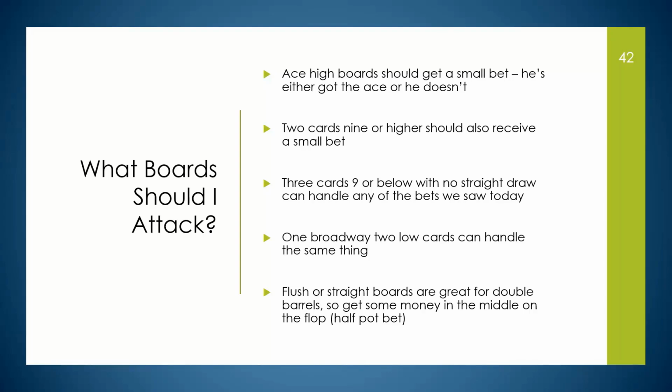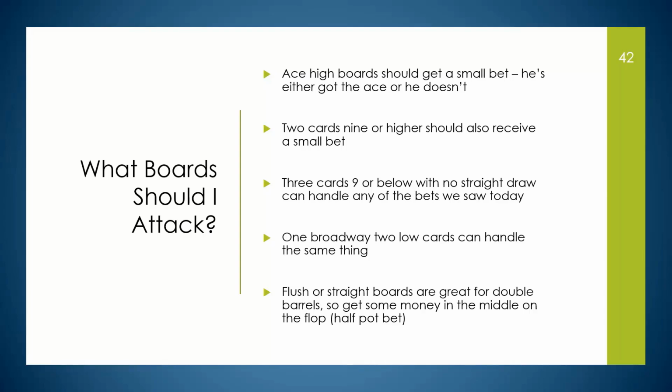So you fire half pot, the person's going to miss the board enough on 3 to a suit, as long as it doesn't have 2 cards 9 or higher, 3 to a suit, or 3 to a straight, 7-6-5. They're going to have missed enough to justify the half pot size bet.